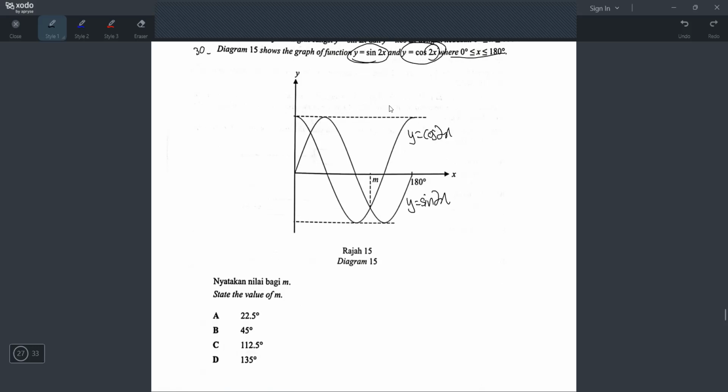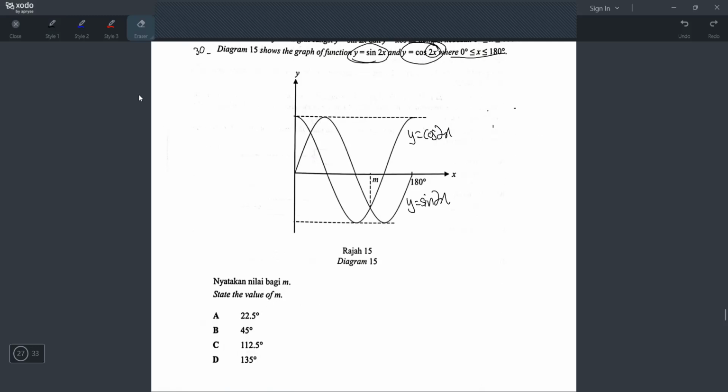And what does it mean by 2x, by the way? Cos 2x means the number of cycles in 360 degrees is 2. It means there are 2 cos graphs within 360. Okay, that's why they call it cos 2x. But why you only see one cos graph is because they draw until 180. If you draw until 360, there should be another cos graph and another sine graph, right?